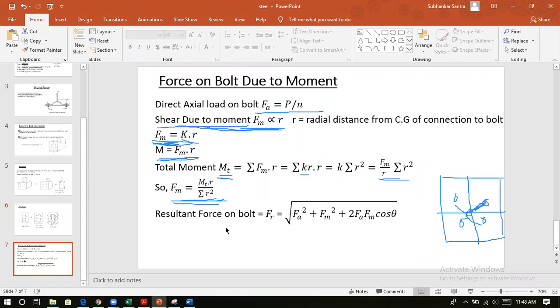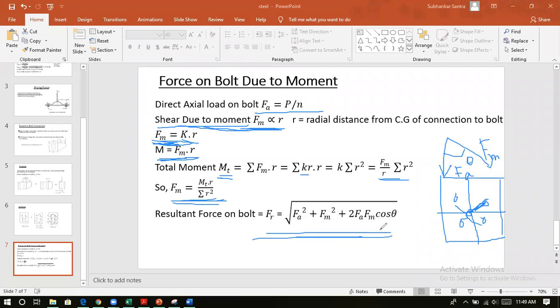Okay, so for bolts where the force due to moment and the direct force make an angle theta, there we have to calculate the resultant force with this formula: Fr equal to square root of Fa square plus Fm square plus 2 into Fa into Fm into cos theta. What is this theta? Theta is the angle between these two forces. So this is Fm, and this is Fa. So this angle will be theta. We can calculate this theta.